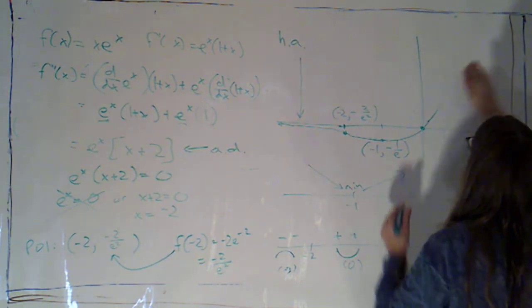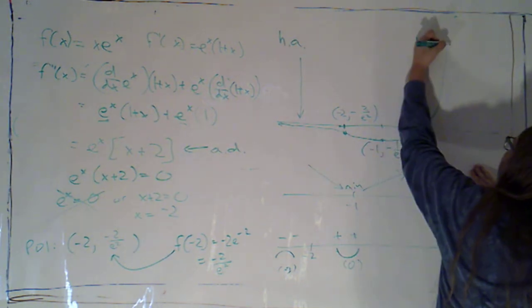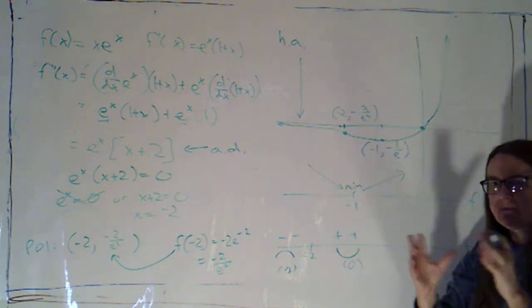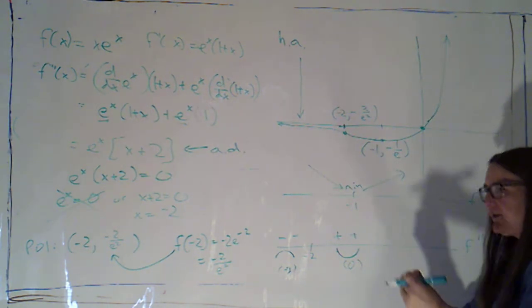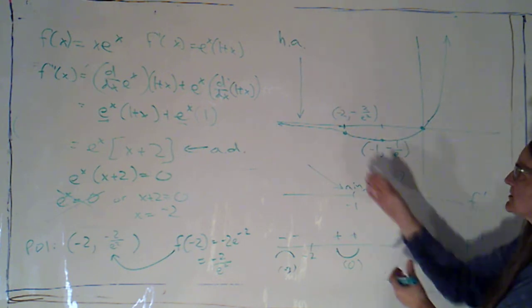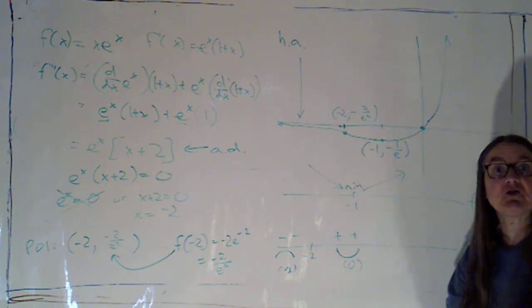So, if you haven't drawn things exactly to scale and you're connecting the points, sometimes you inadvertently change the concavity to hit your points. You want to adjust so that you can respect the concavity that you're supposed to have.